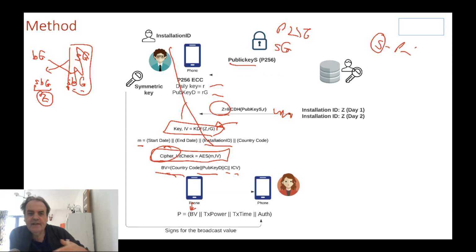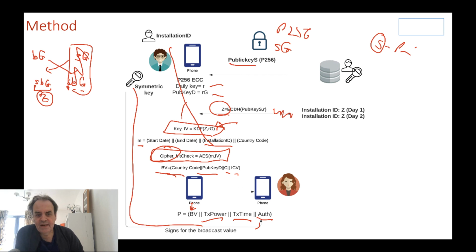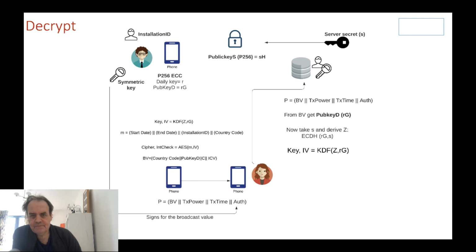When Bob comes into contact with Carol, the BV value, the encrypted value of his identity, is contained in there, and that's appended with his public key that he's using for his daily key, along with the transmission power of the Bluetooth transmitter, the transmission time, and then we have an authorization code which is signed by his symmetric key. So only he will be able to sign that broadcast.